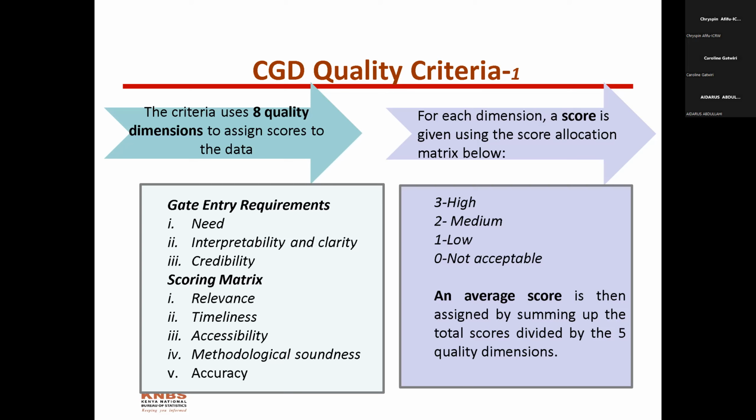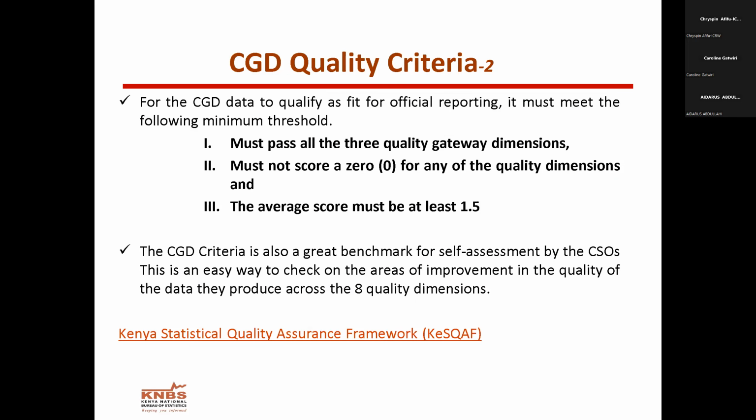And then from there, we average the scores for the scoring matrix. So for relevance, I give you either 0, 1, 2, or 3. Same for timeliness, accessibility, all the way to accuracy. And then I average for the 5 quality dimensions. And from there is when I go to do the cutoff. So the cutoff here means whether the data has been accepted for use or not.